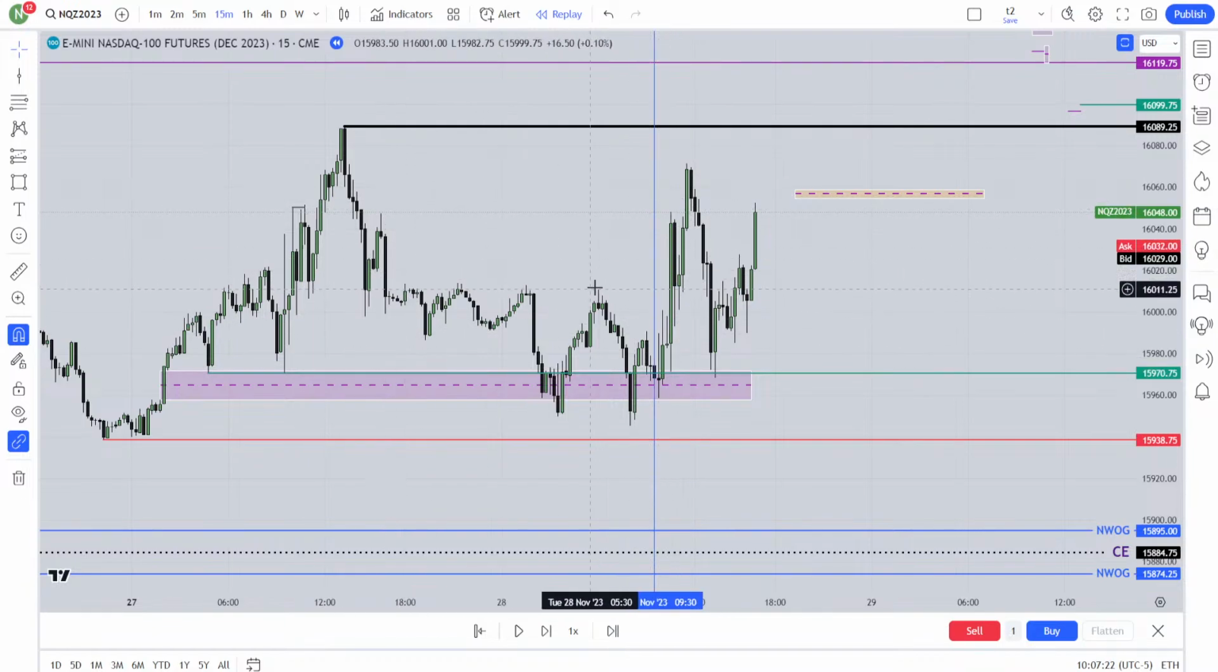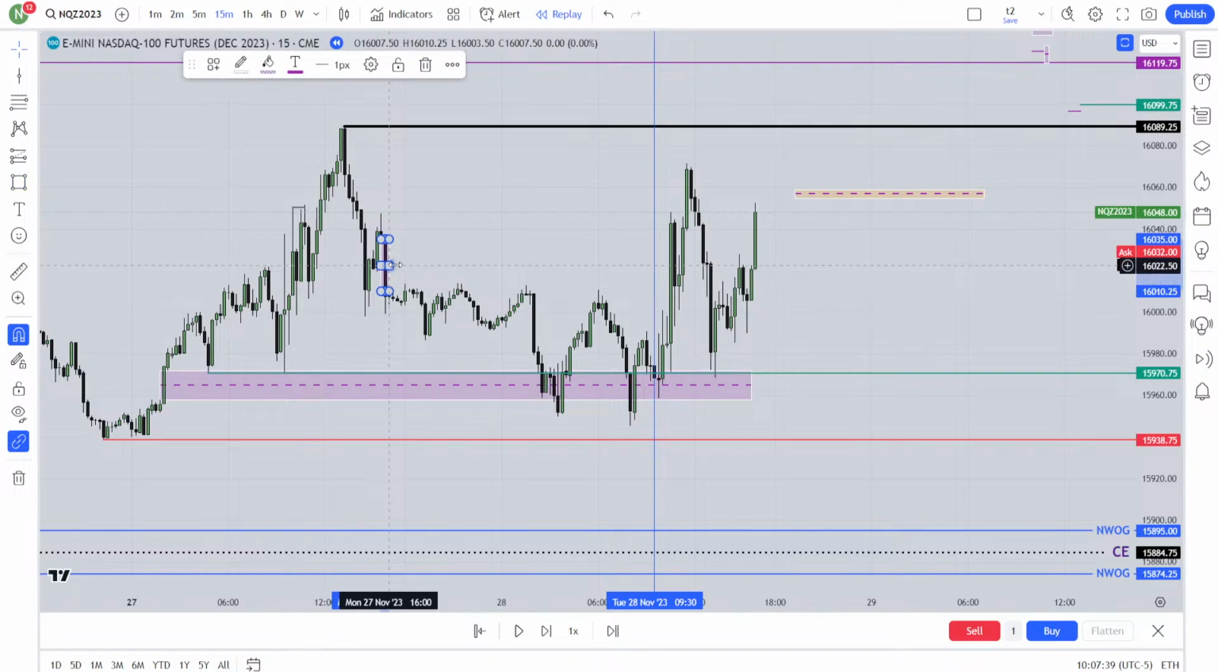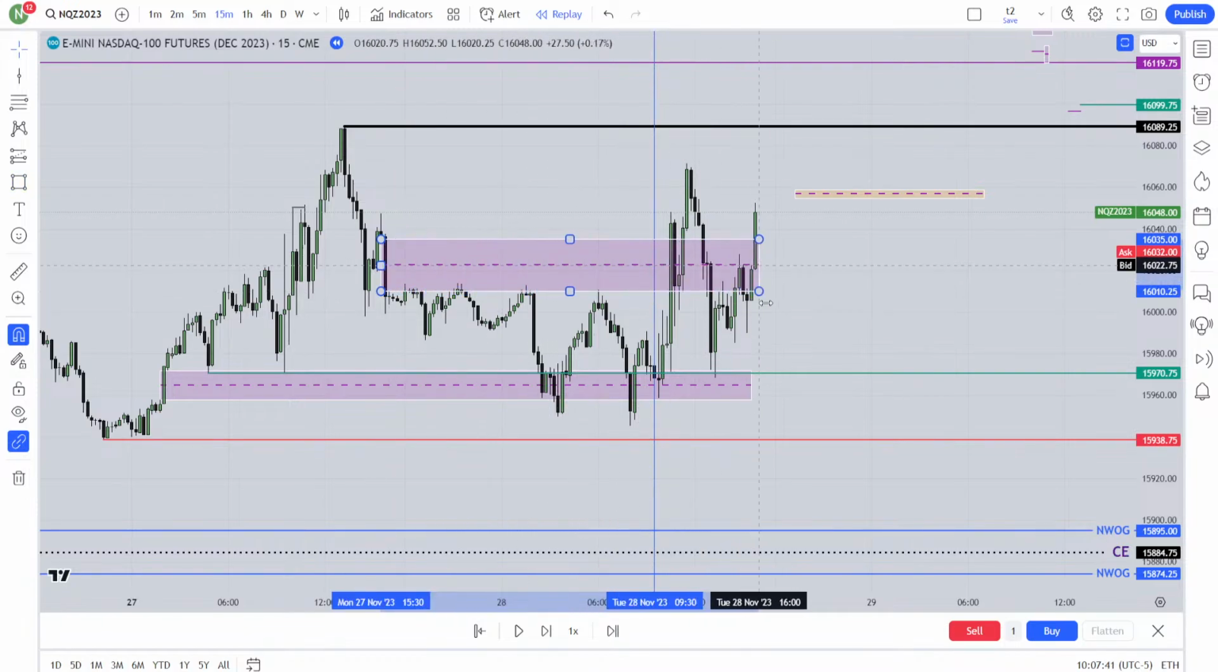Okay, so look at this blue line. After the blue line, this price didn't happen yet. So before the blue line, you are going to mark the last fair value gap. So this is my last fair value gap before the blue line. Okay, I'm just going to mark that fair value gap.